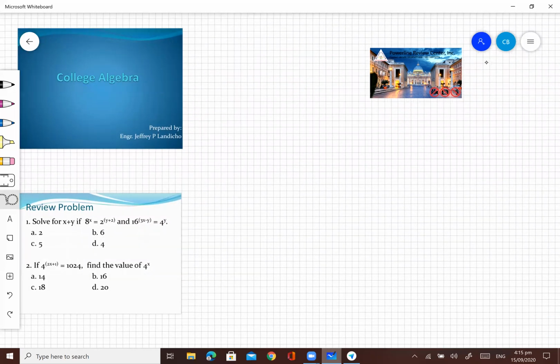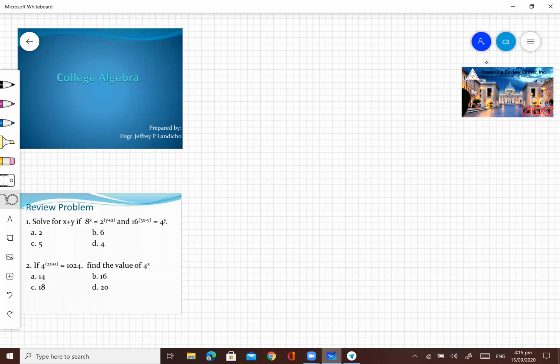Dito tayo tinuruan kung paano mag-create, mag-analyze, mag-simplify ng ating mga mathematical problems or mathematical expressions. So babalikan na lang natin lahat ng mga topic under algebra as we try to solve this given problem.